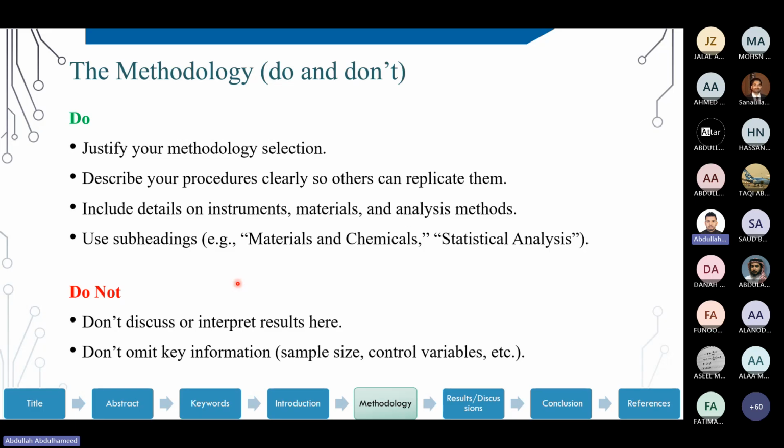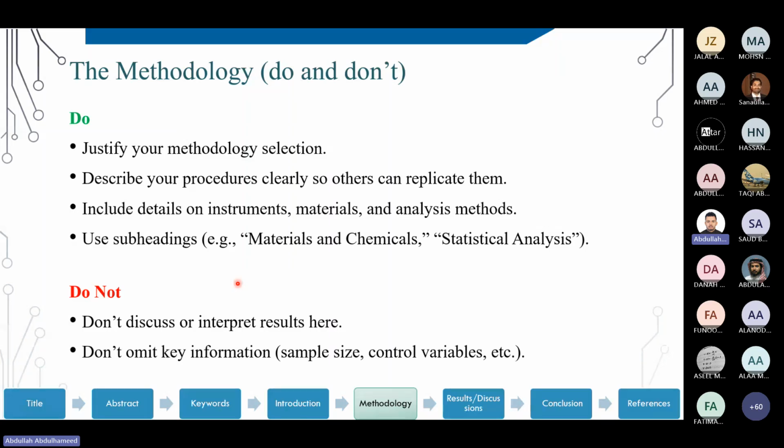For example, section 1 materials and chemicals. Section 2 maybe modeling, or something about the simulation details. If you want to do simulation, you put the simulation in one section, and then you put the experiment details in another section, and then the analysis tool in another section. So make it organized. Make your methodology organized. I will show you also an example of this.